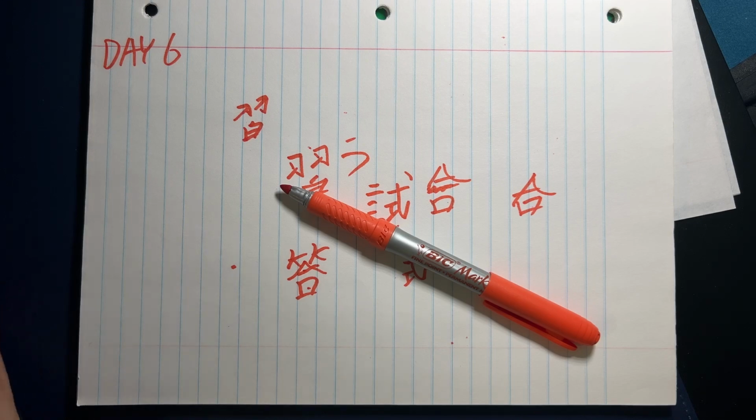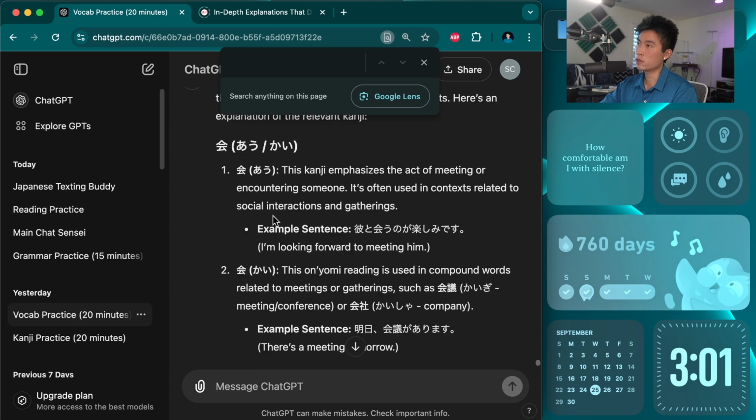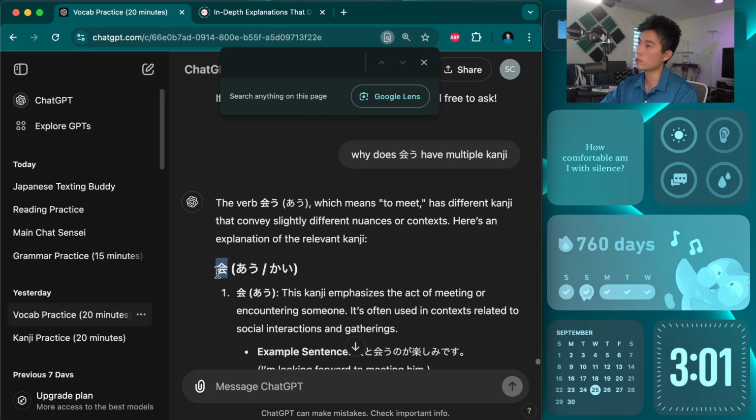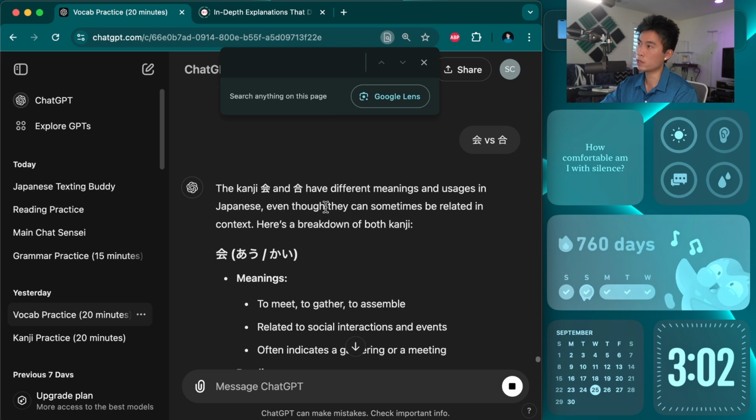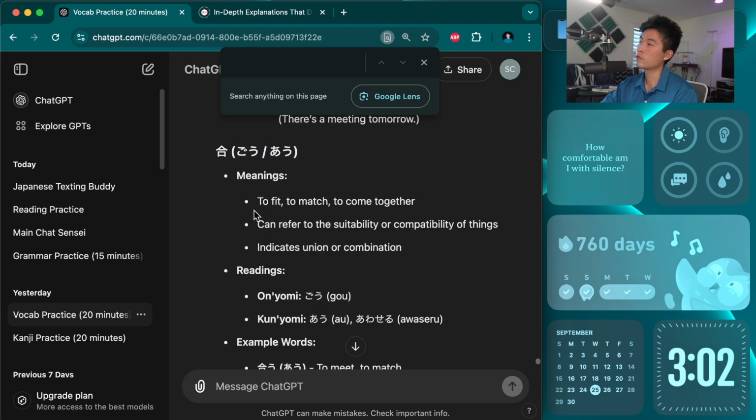Let's ask. Sorry, let me go back to this. Okay, it means to meet, has different kanji that convey slightly different nuances or contexts. Here's an explanation. It's not quite the right one. Have different meanings and usages in Japanese, even though they can sometimes be related in context. Here's a breakdown of both. Okay, ao, to meet, gather, assemble, then go, and then ao. To fit, to match, to come together. All right, got it. It's the same way of saying it, but a different kanji. So the one that I'm thinking of, or the one that's being used very often, is to match, to fit, to come together, which makes sense with answer.